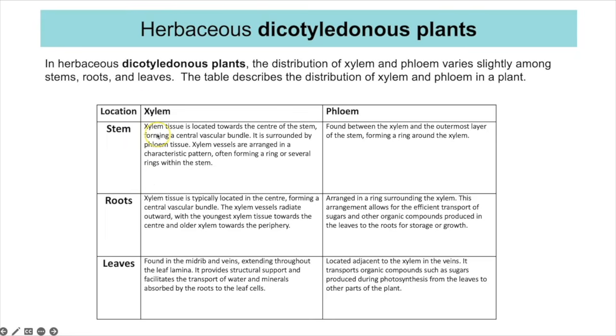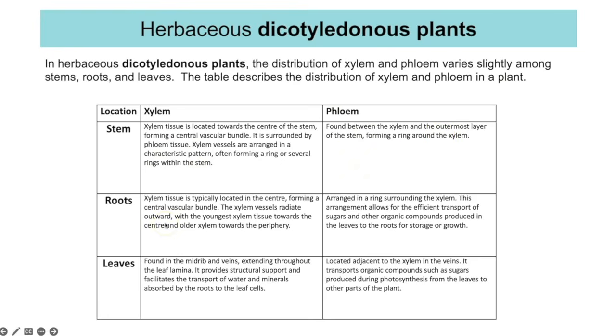Within the stem, the xylem tissue is located towards the centre of the stem and it forms a central vascular bundle. It's surrounded by the phloem tissue, and the xylem vessels are arranged in a characteristic pattern, often forming a ring or several rings within the stem. Whereas the phloem is found between the xylem, and as we said just here on the outside, it's the outermost layer of the stem and it forms a ring around the xylem.